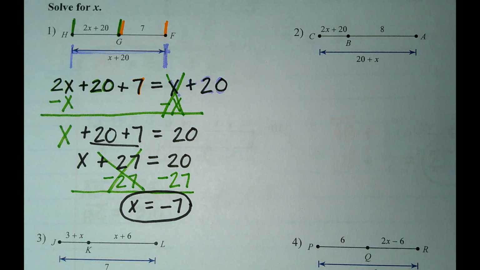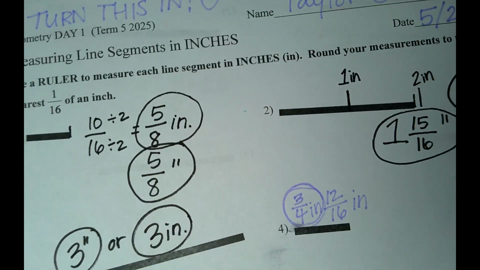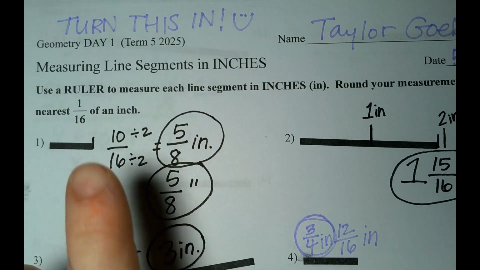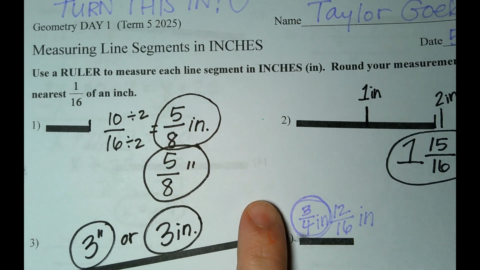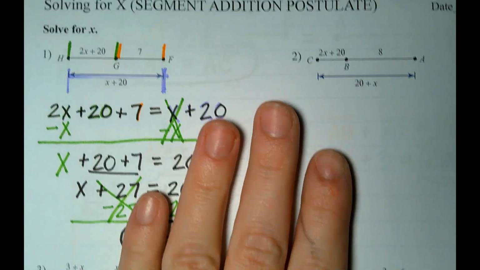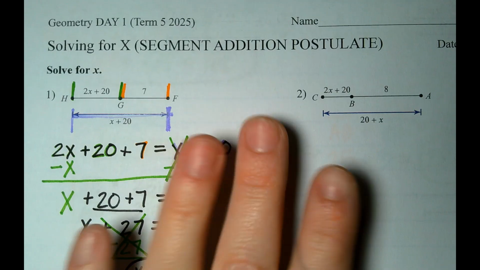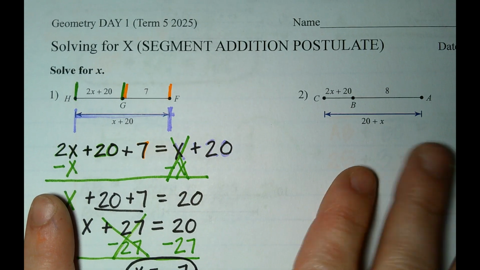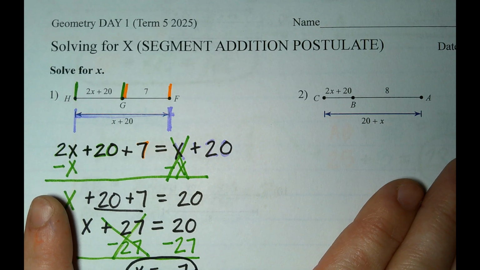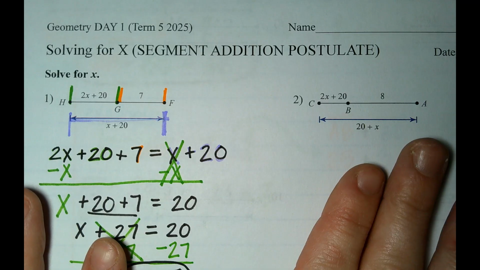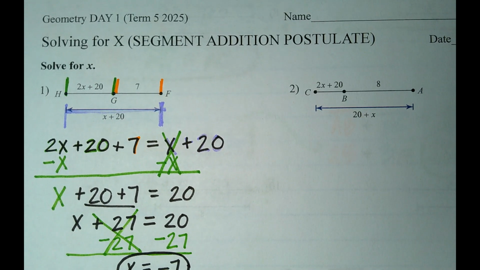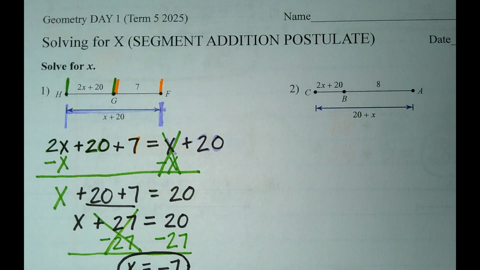Okay, so that one you will turn in. Remember, if you were not in here when I said it, please turn in the measuring line segments paper. This one, solving for X, keep it in your folder because we're going to use it tomorrow. Don't leave it. We're going to use it tomorrow, likely for a little activity at the beginning. So we'll move from there.